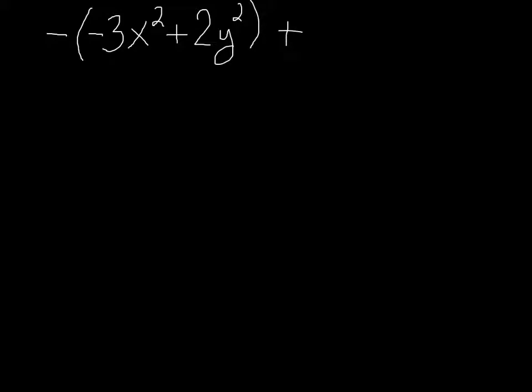Alright, here we go. Let's do the problem. Remember, negative 3x squared plus 2y squared, in parentheses, plus 3y squared plus 2x squared. Alright, so what do we do?